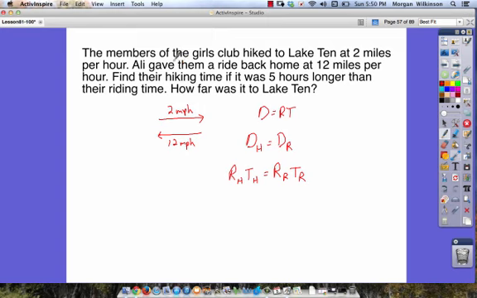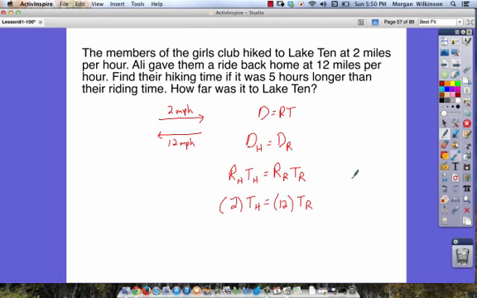So, the members of the girls' club hiked to Lake 10 at 2 miles per hour. They hiked to Lake 10 at 2 miles per hour. That's their rate. So 2 miles per hour is their rate. We can write the t sub h in next because we're not given that. And then it said Allie gave them a ride back home at 12 miles per hour. So the rate of their ride was 12 times the time of their ride.